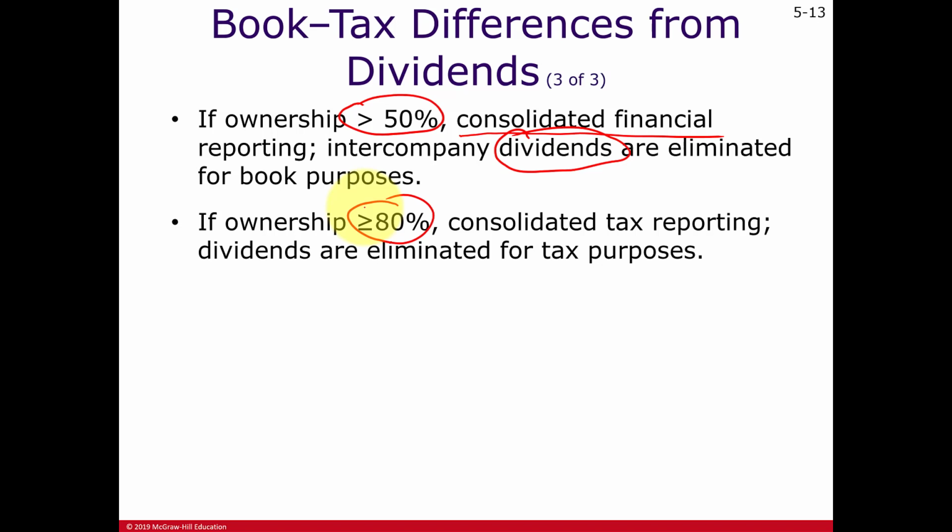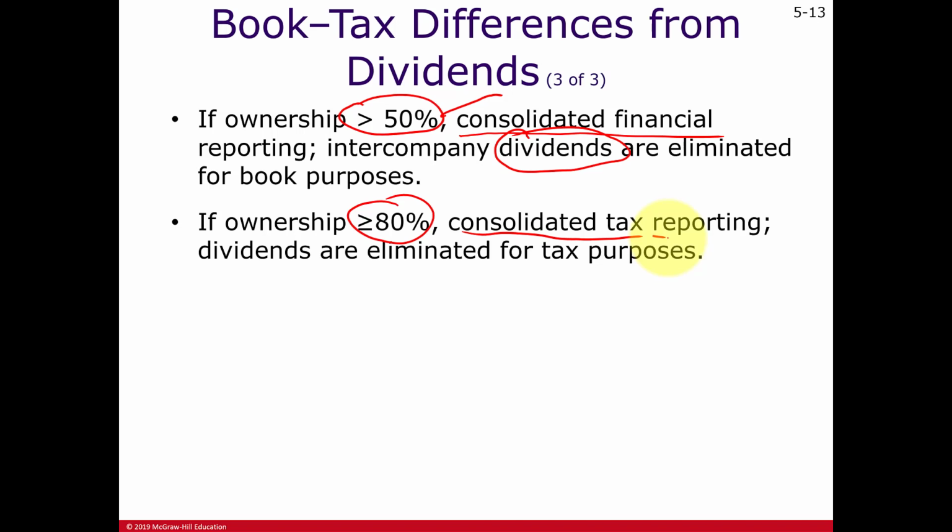But if you don't make this election, you still report under this rule for financial, consolidated financial reporting, and you still report the dividend received by that parent corporation. Our textbook here in chapter 5 does talk a little bit about filing a consolidated return. So we're kind of just glancing over that in our chapter, this lecture.